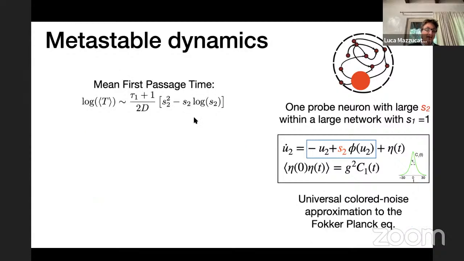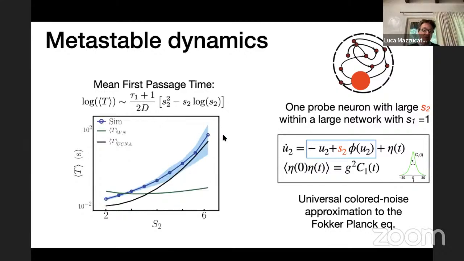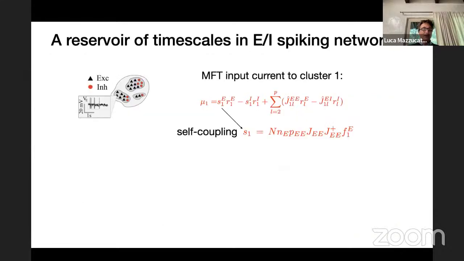It turns out that we can calculate it analytically, and we find that the logarithm of the average first passage time goes with the square of the self-coupling. So the time scale of these neurons is exponential in the square of the self-coupling. And for large self-coupling, it matches very well the simulations here, and the universal color noise approximation does well. Okay, one second. Okay, two minutes, I'll finish this.